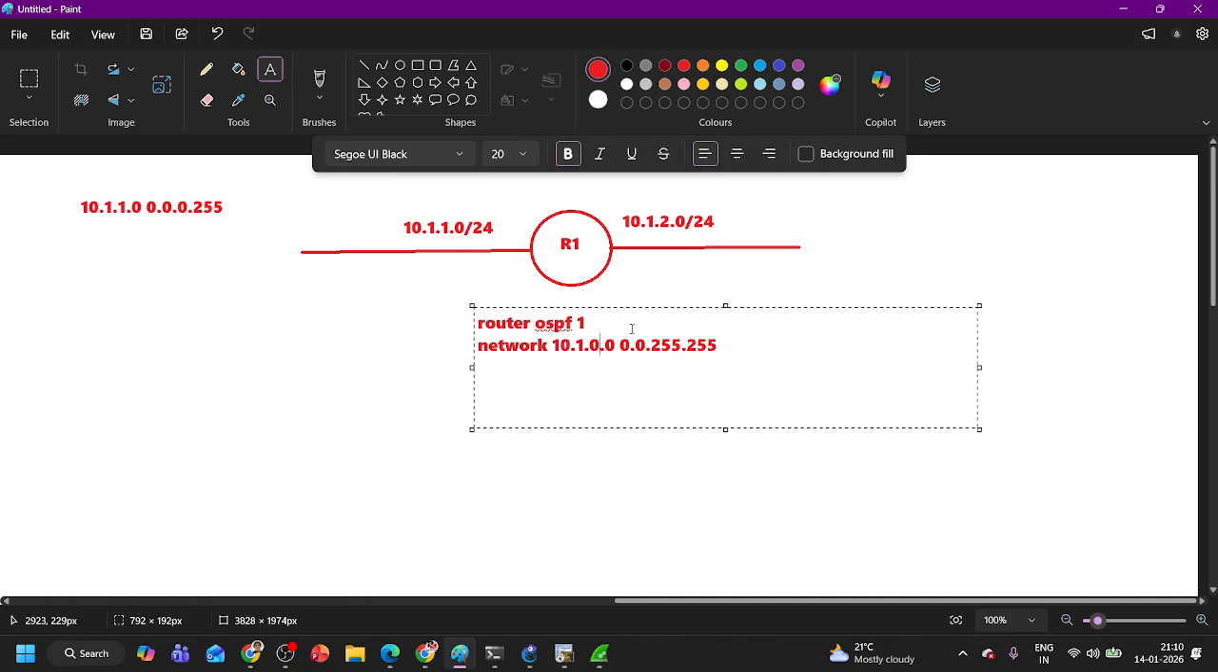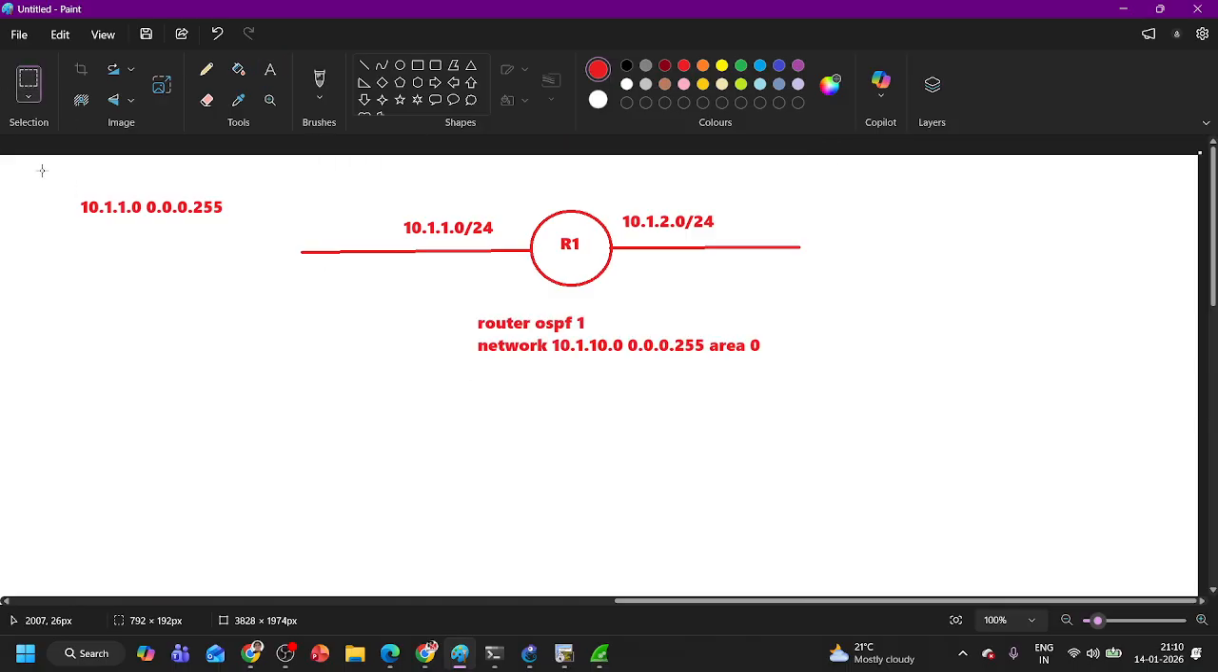Instead of 0 here, if I say 10 and here 0, will this command enable OSPF on any interface of R1? No, it will not enable, because the wildcard mask is telling to match 24 bits and there is no interface on router number 1 where these three octet values are matching. So through wildcard mask we are matching the number of bits.